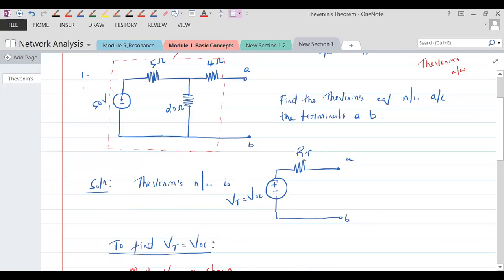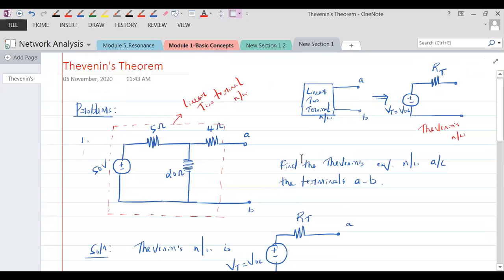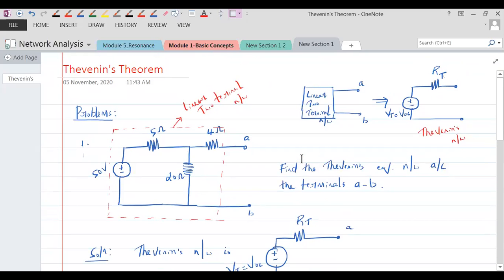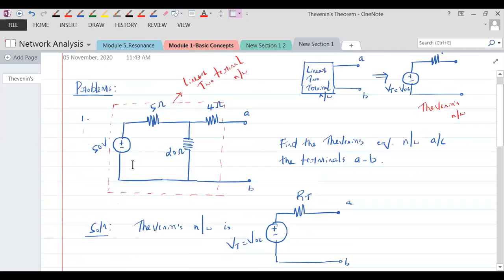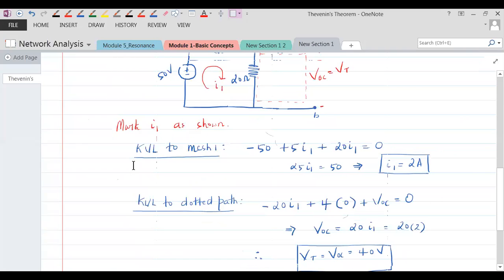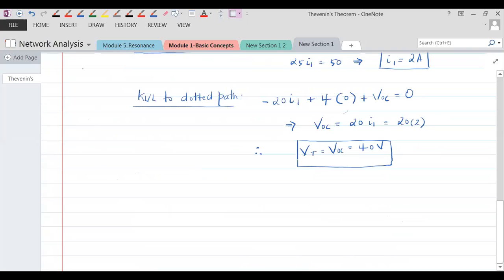So what we have to do to find RT is the question. What did the procedure say? To find RT, we have to deactivate all the independent sources. What is deactivating independent sources? Let's see. Okay, everybody just concentrate. What we are doing is to find RT. So what is the first step that we need to do here? What is the first step?